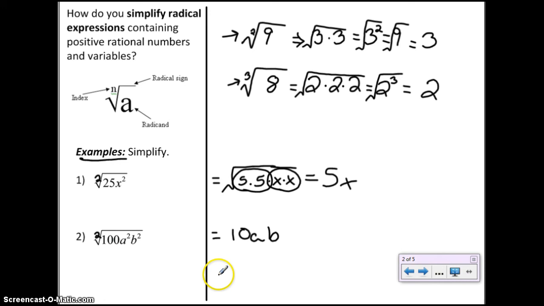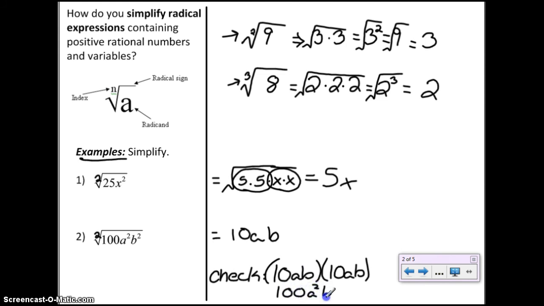In other words, if you want to check your work, I can take 10ab, and because it's a square root, I can multiply it by itself twice. So I'll do 10ab again. And what I should wind up with is what is underneath the radical. So 10 times 10 makes 100. A times a makes the a squared.